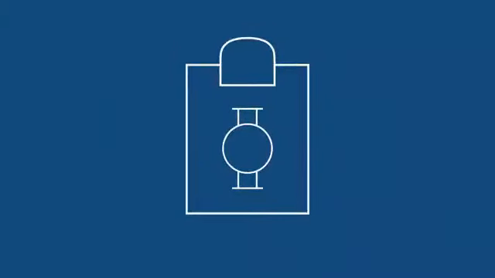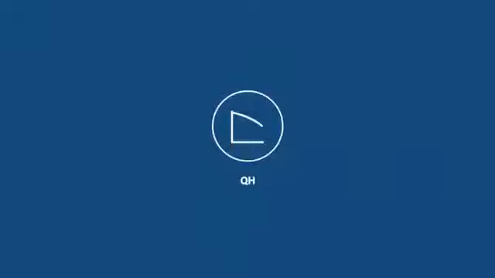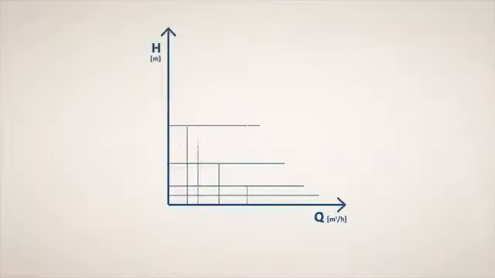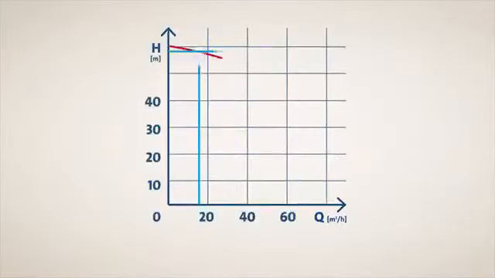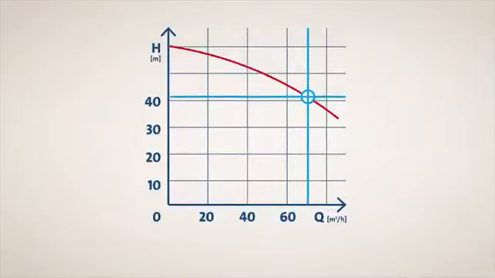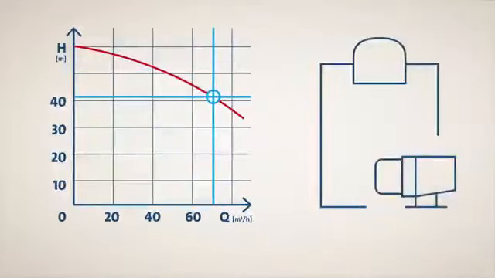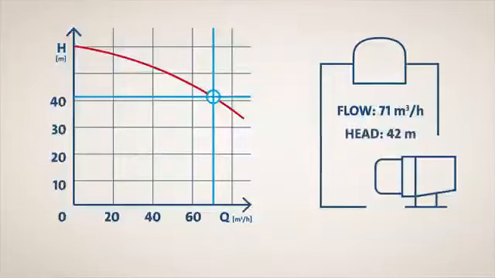In a QH curve, which measures the flow and head, you can see that a low flow results in a high head, and a high flow results in a low head. Once you have identified the requirements for your application, the flow, Q, and head, H, will help you determine the overall dimensions of the pump. In this example, you can see that a flow of 71 cubic meters per hour equals a head of 42 meters.